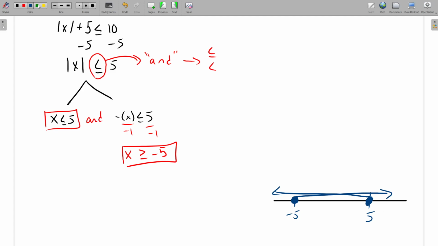Now, because this is an and compound statement, our final solution is going to be the 2 points and everything between them, because it's where our solutions overlap. It's where both of them are true. It's where x is both greater than or equal to -5 and less than or equal to 5. Okay, so our final graphed answer is the answer in green.